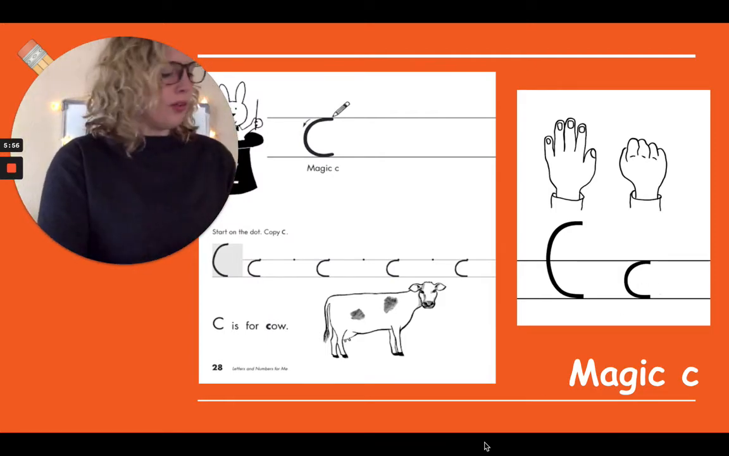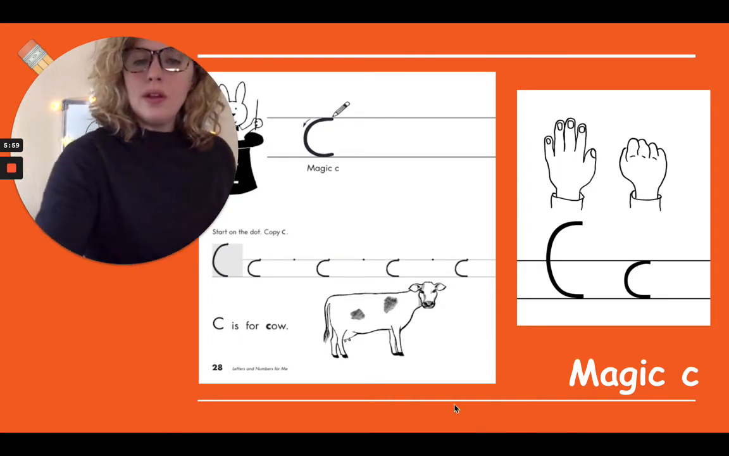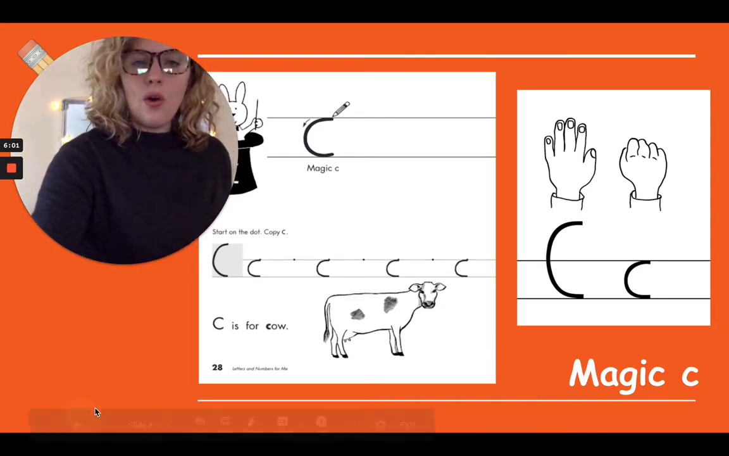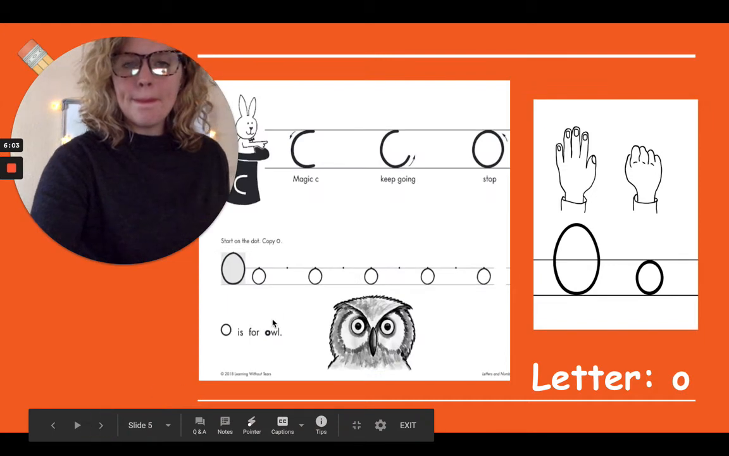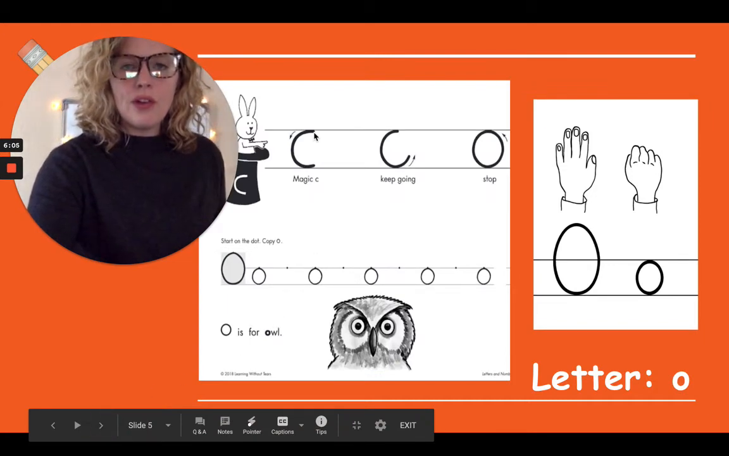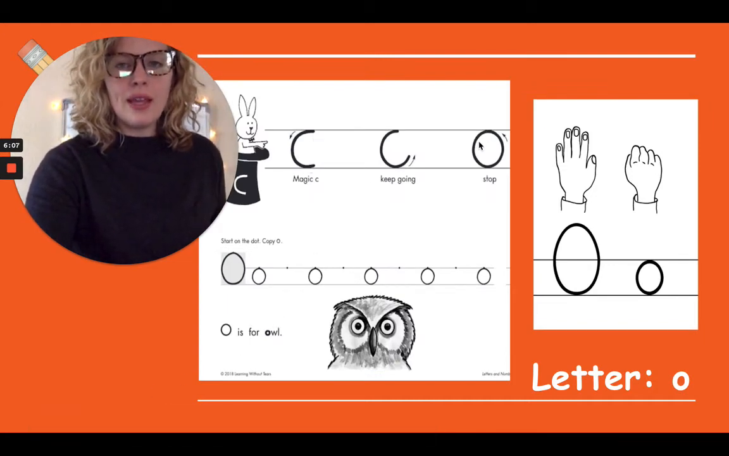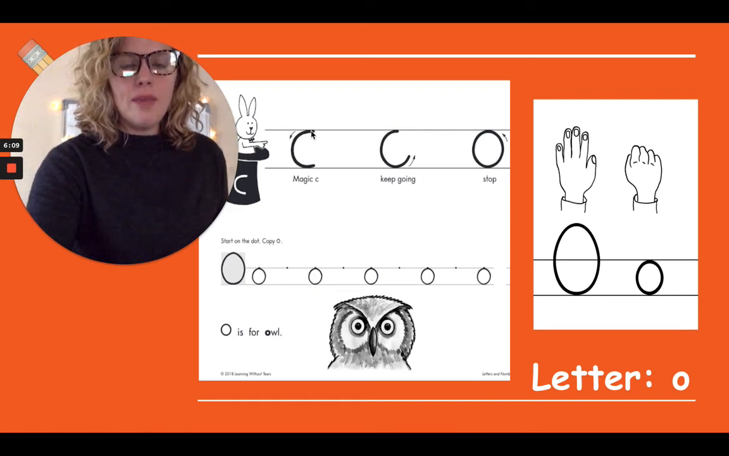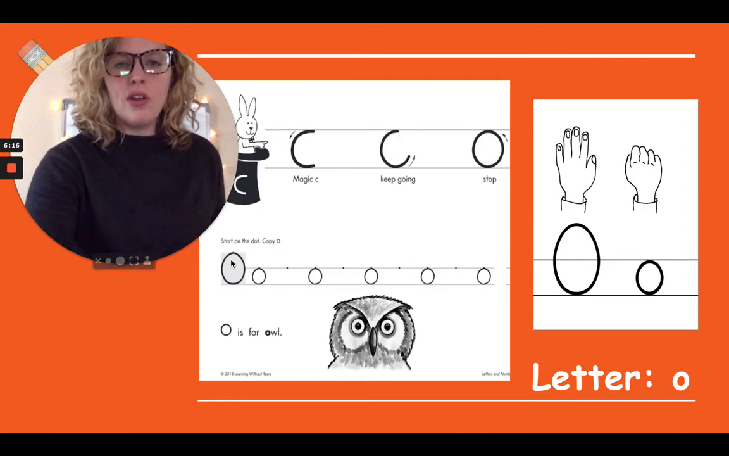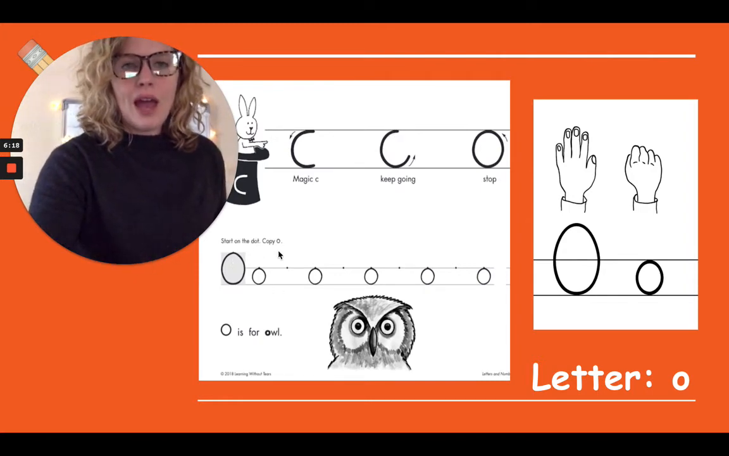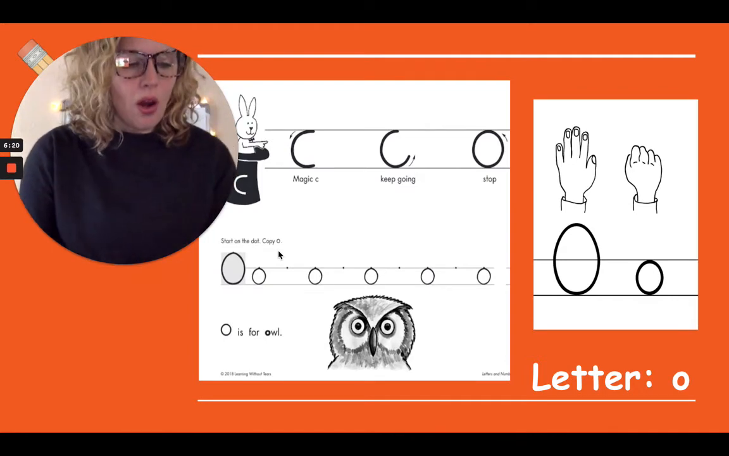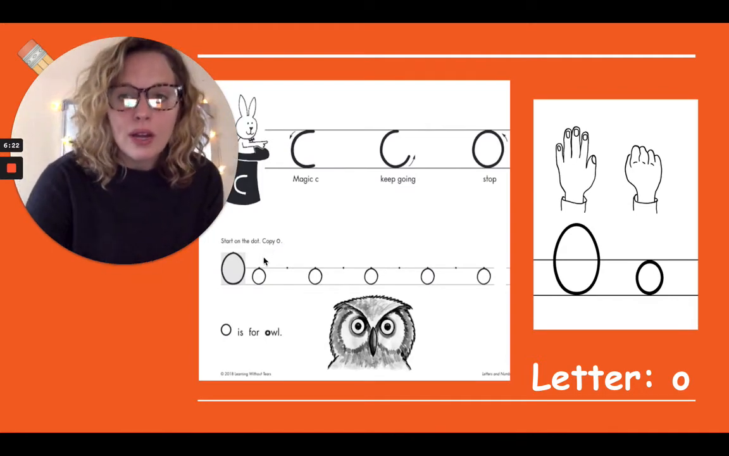All right, we're going to go to our O. So, if you know how to do a magic C, you can make an O. You start at the top, magic C, then you keep going and stop right where it starts. So, just like our capital C, our capital O is the same as our lowercase o.